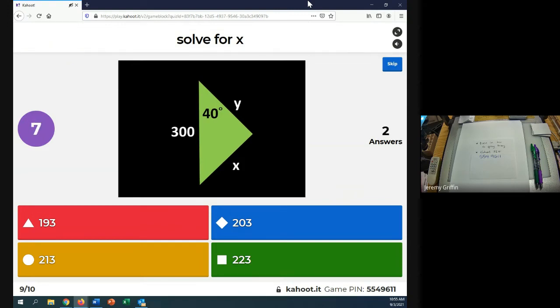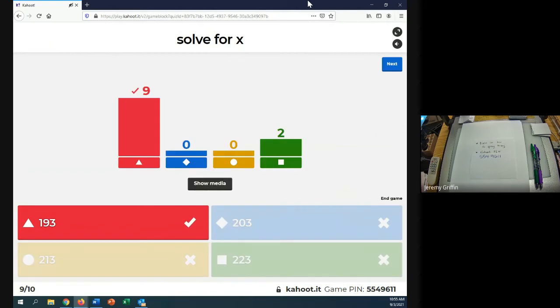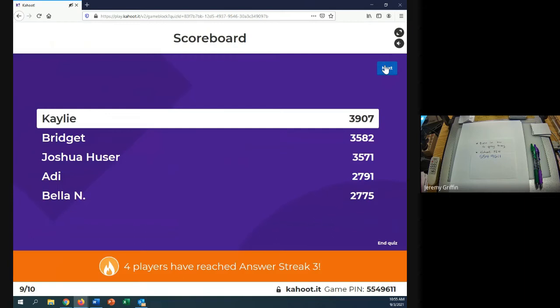So take the hypotenuse 300, multiply by sine of 40 to flip it over to the opposite side, opposite of the angle. 300 times sine of 40 degrees. Yep, 193. Right? And here are our points.